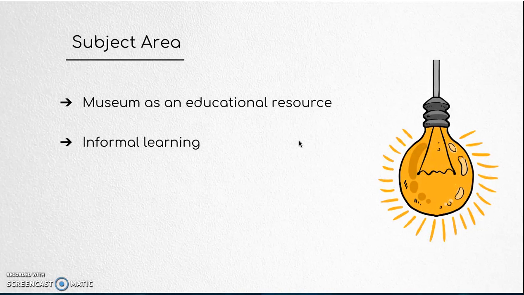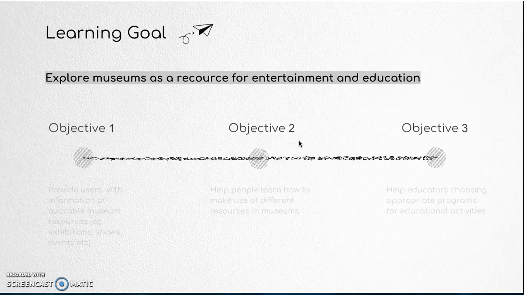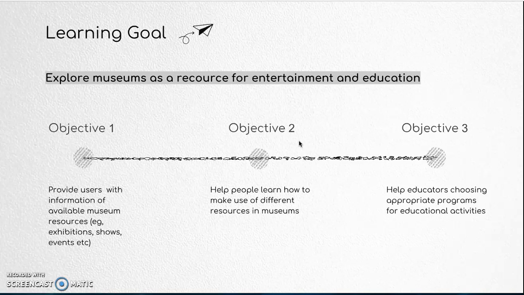There are 2 main subject areas while I was designing this mobile app. The first was museum as an educational resource, and the second was informal learning. In terms of the main learning goal that I want to achieve in designing this app, it is to explore museums as a resource for entertainment and education. And there are 3 main objectives which will help me to achieve this learning goal.